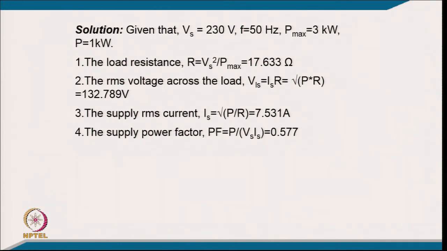So, it comes 132.789 after the control to 1 kilowatt power only, and supply RMS current is the square root of P upon R. So, it is 7.531, and the supply power factor will be P upon Vs Is. So, it comes 0.577, and this reduction in power factor is because of harmonics as well as reactive power.